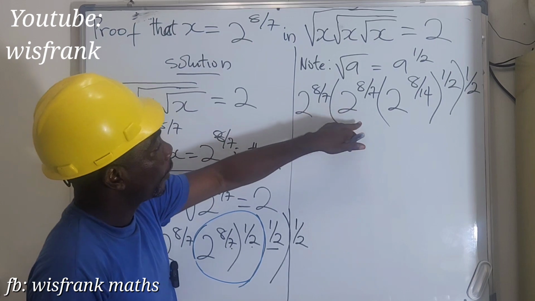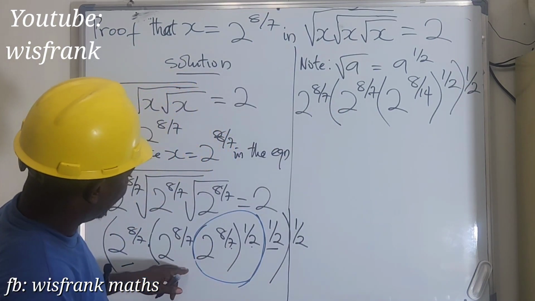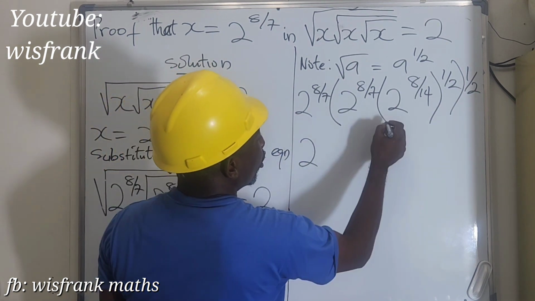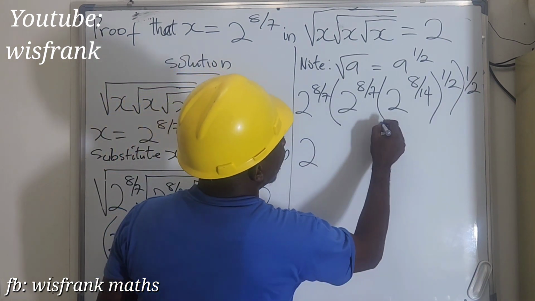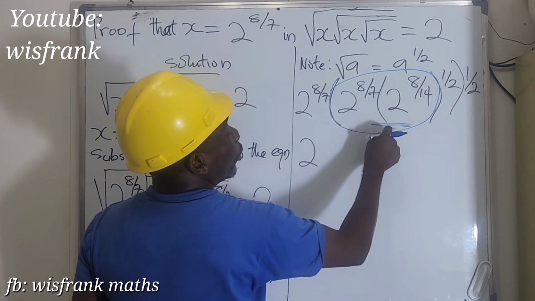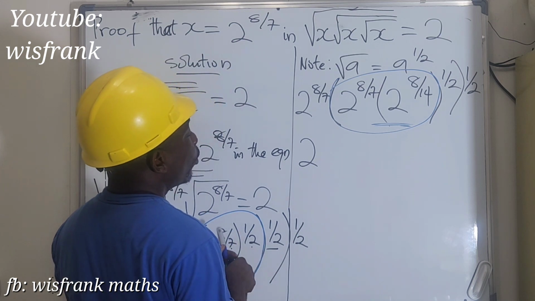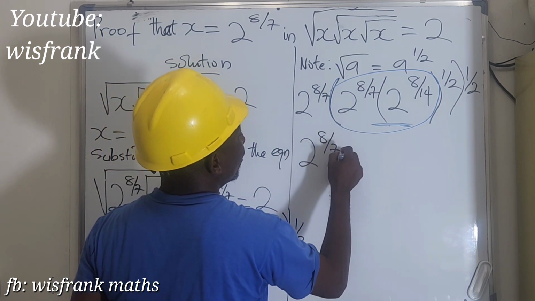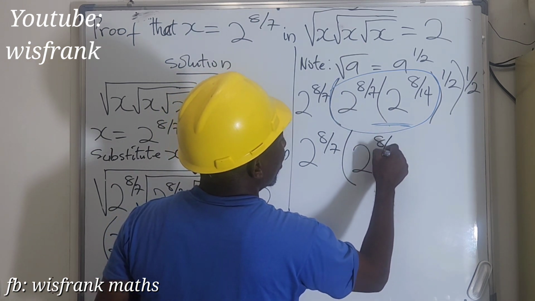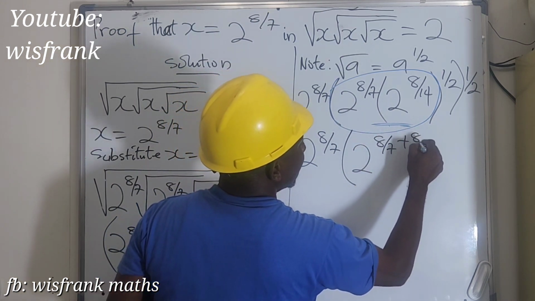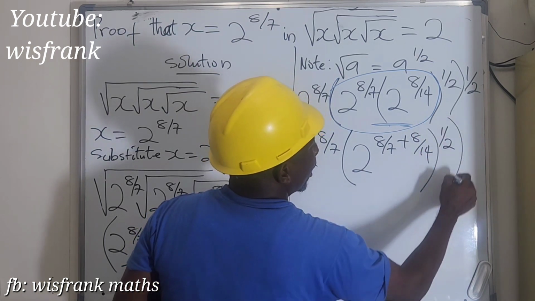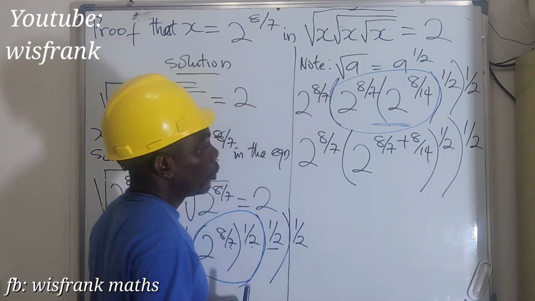So what we have now is that the bracket has reduced from 3 to 2. We still have here the power of 1 all over 2. So we need to evaluate this. That will become 2 raised to the power of 8 all over 7 into, here will become 2 raised to the power of 8 all over 7 plus 8 all over 14, all to the power of 1 all over 2, into all of 1 all over 2.